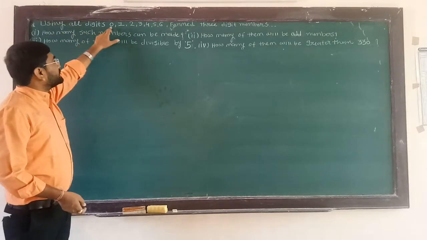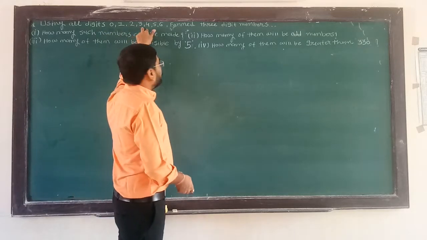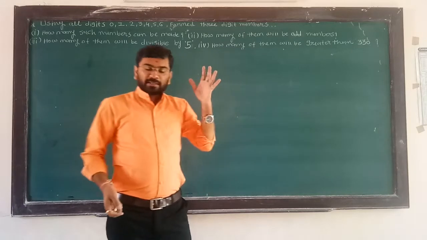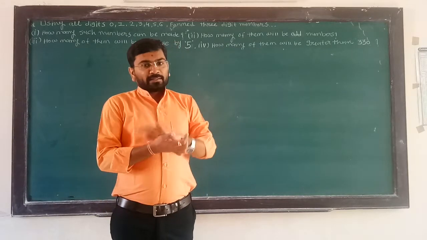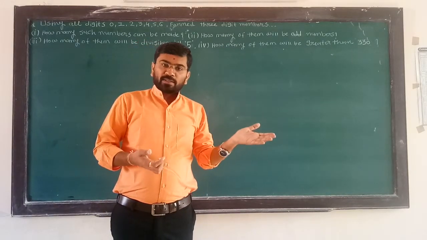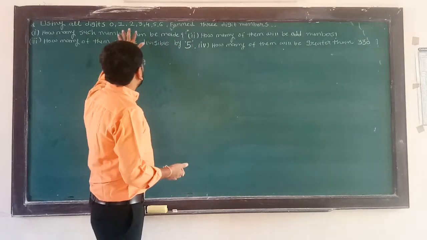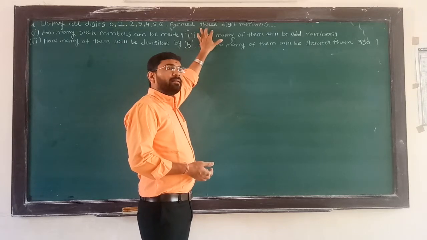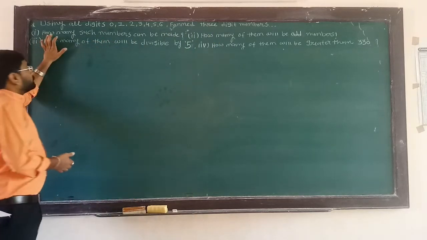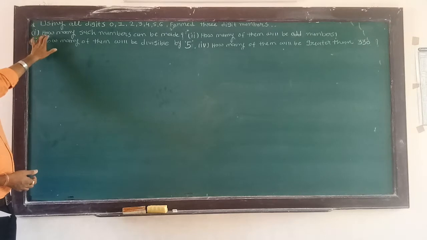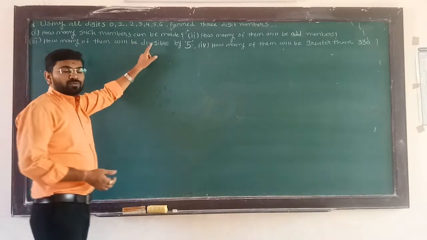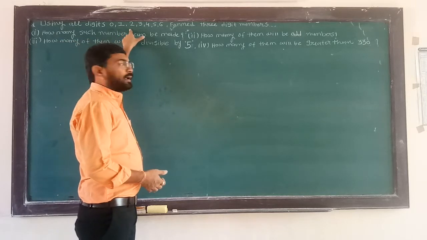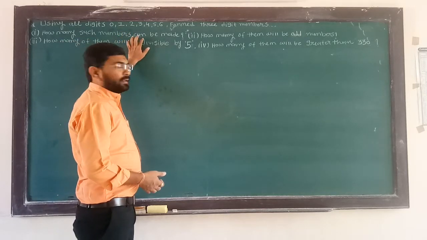Using all the digits 0, 1, 2, 3, 4, 5 and 6, form 3 digit numbers. See the students, in the last lecture 4 digits were given and we got 4 digit numbers. But here 7 digits are given and we get only 3 digit numbers. Out of that, 4 options are given. First, how many such numbers can be made? So we can say, out of 7 digits, how many 3 digit numbers are we getting here?